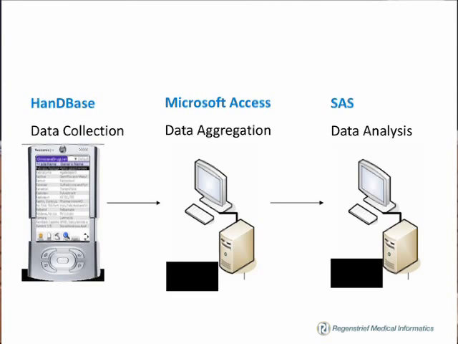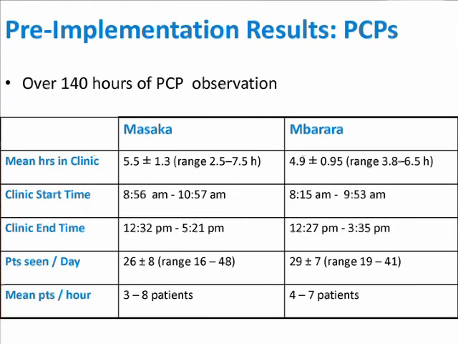So you do your observations on the device, you transfer them to a database of some kind, and then you analyze them. In this case, we used Microsoft Access. You could use anything. We used SAS for statistical analysis. You could use any of the statistical software out there, okay?